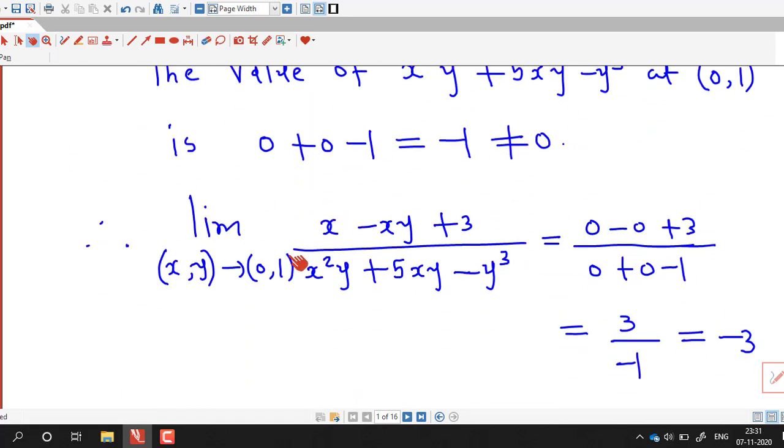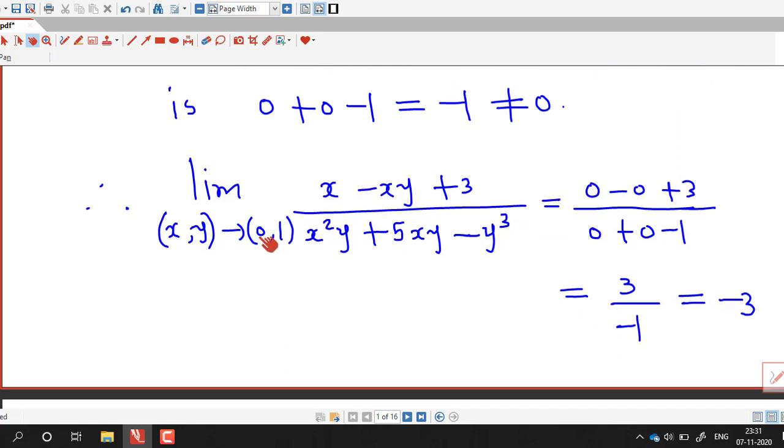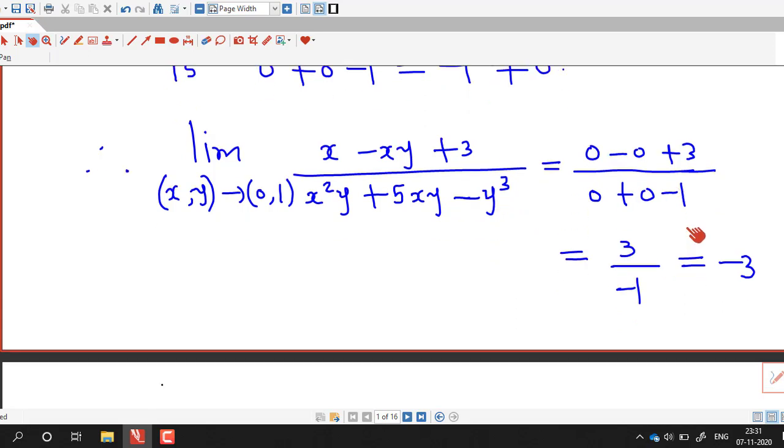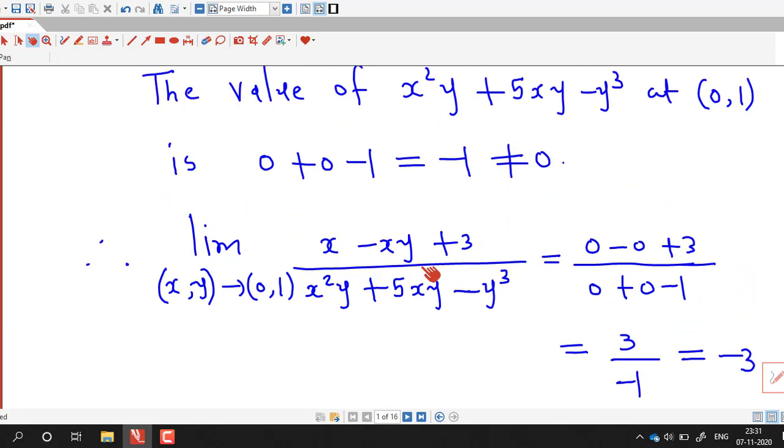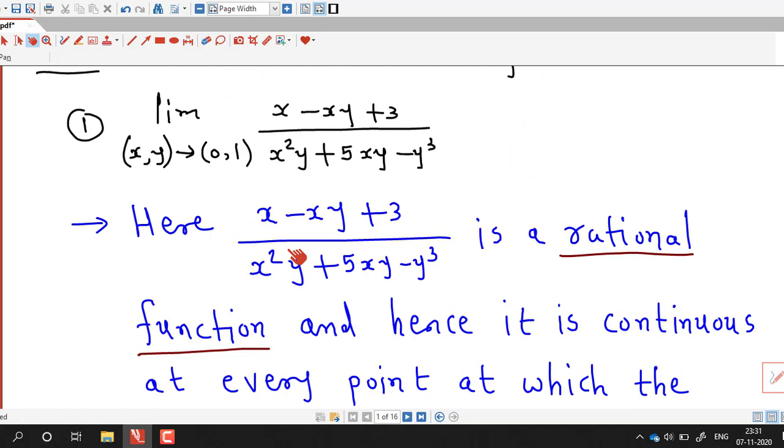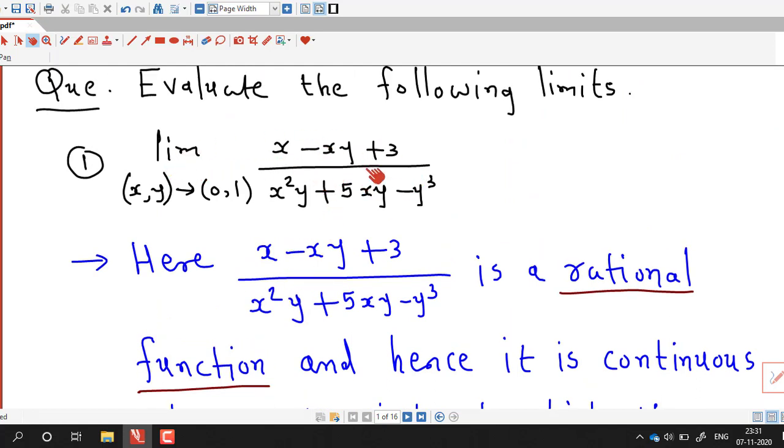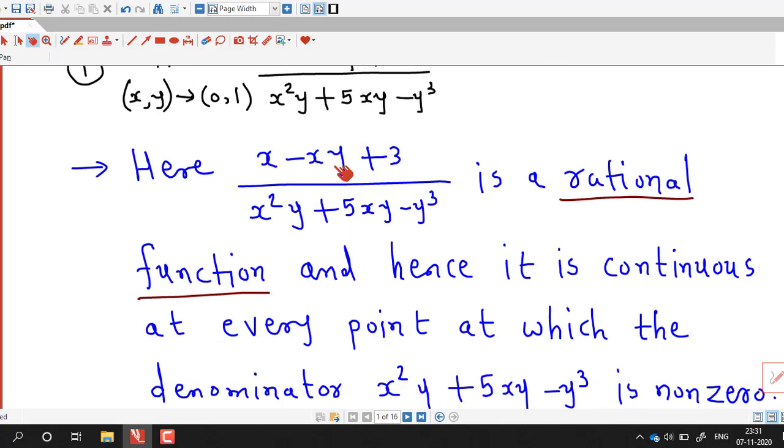So we find the limit of this rational function by taking x equal to 0 and y equal to 1 directly in this function. So if we take x equal to 0, y equal to 1, we have 0 minus 0, because there is an x here, plus 3, over, due to x squared, this will be 0, plus 5xy, that is 5 into 0 into 1, which is also 0, minus y cubed, so 1 cubed is 1. So we obtain minus 3 as the limit. So in this way, if we know that the given function is continuous at a given point, then the limit can be obtained directly by plugging that point into the given function.